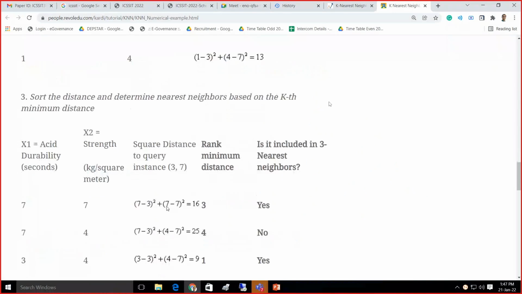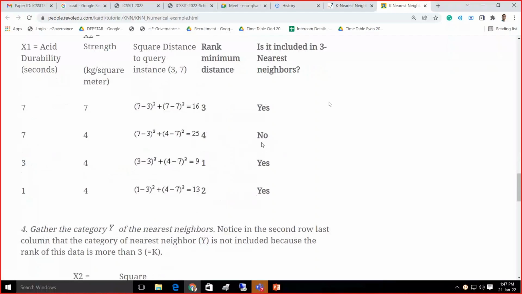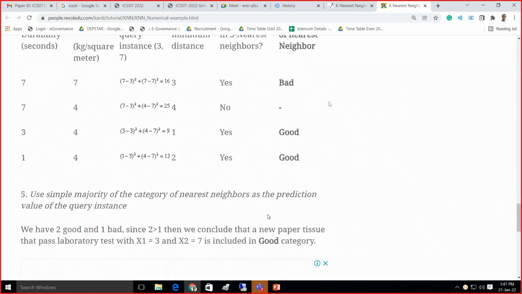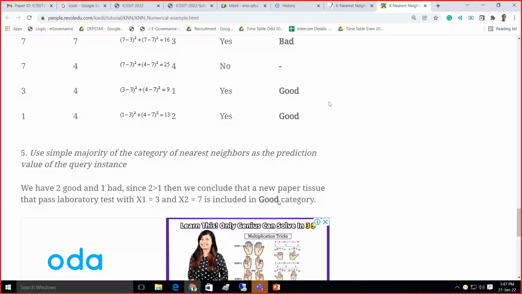So this is how it is solved here. You cannot consider more because it is maximum 1, 2 and 3, so 3 need to be considered. These 3 are bad, good, good. Which one is the most frequent? Good. So the answer is going to be included in the good category.